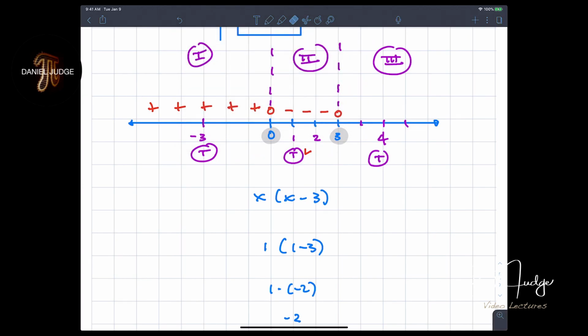So let's erase the arithmetic. Again, we're going to use this number out here: 4. Plug in a 4, and I get 4 times 4 minus 3, or 4 times 1, which is 4. So we know that 4 is positive. So region 3, ladies and gentlemen, is positive. So this is the arithmetic.